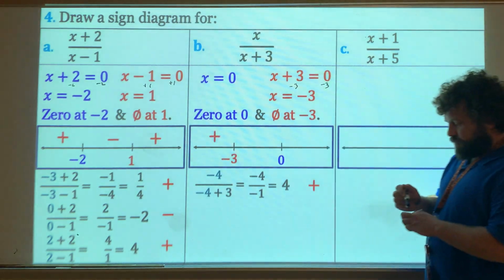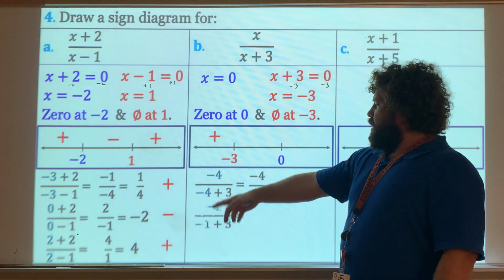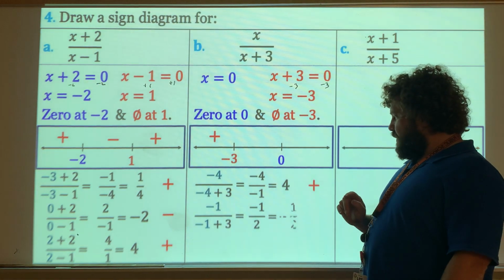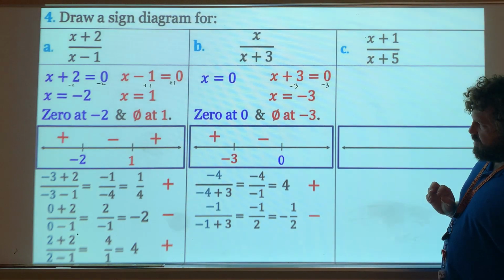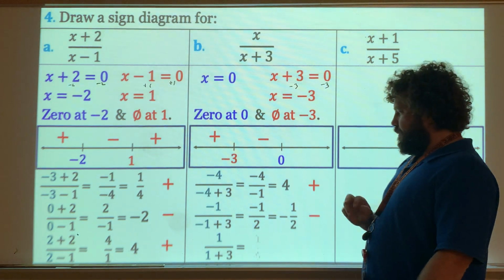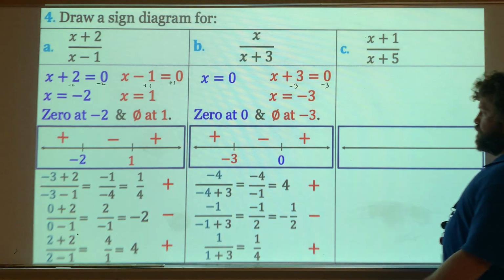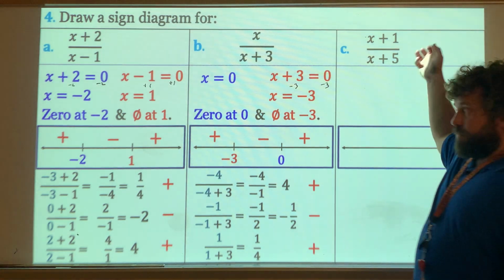Positive. Pick a number between these two, negative 1 or negative 2, it doesn't matter. Negative 1 divided by this is negative 1 over 2, which is negative 1/2. Negative. Number greater than 0, such as 1. 1 over 4. 1/4 is a positive number. That's it. C.